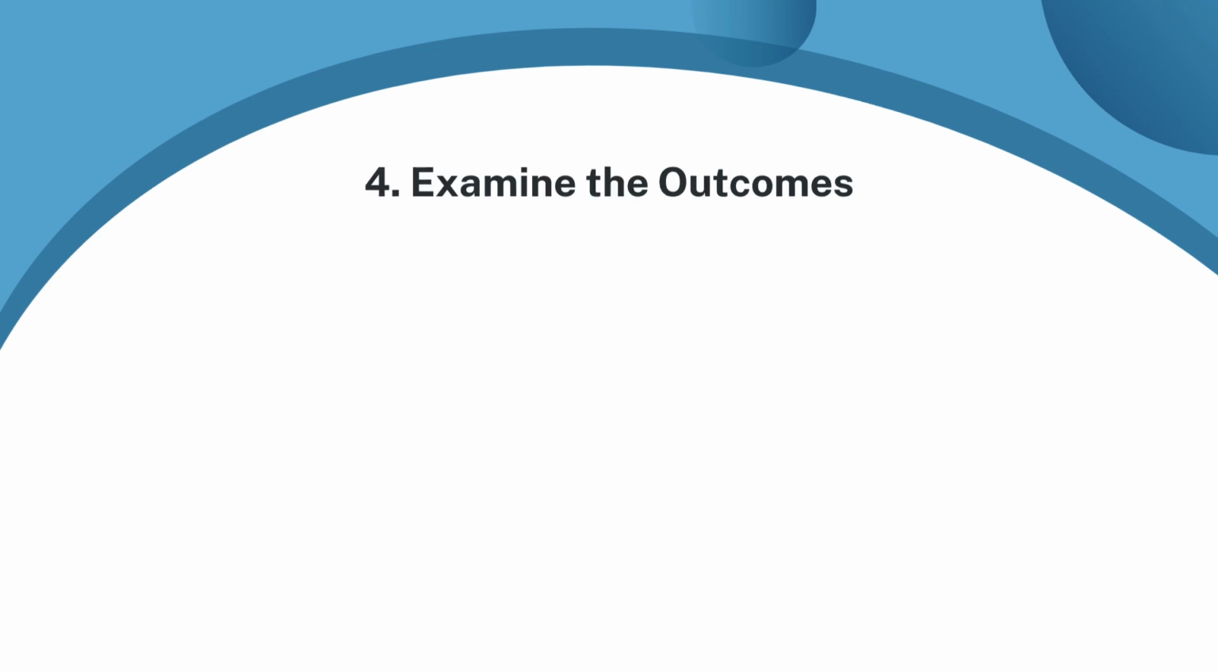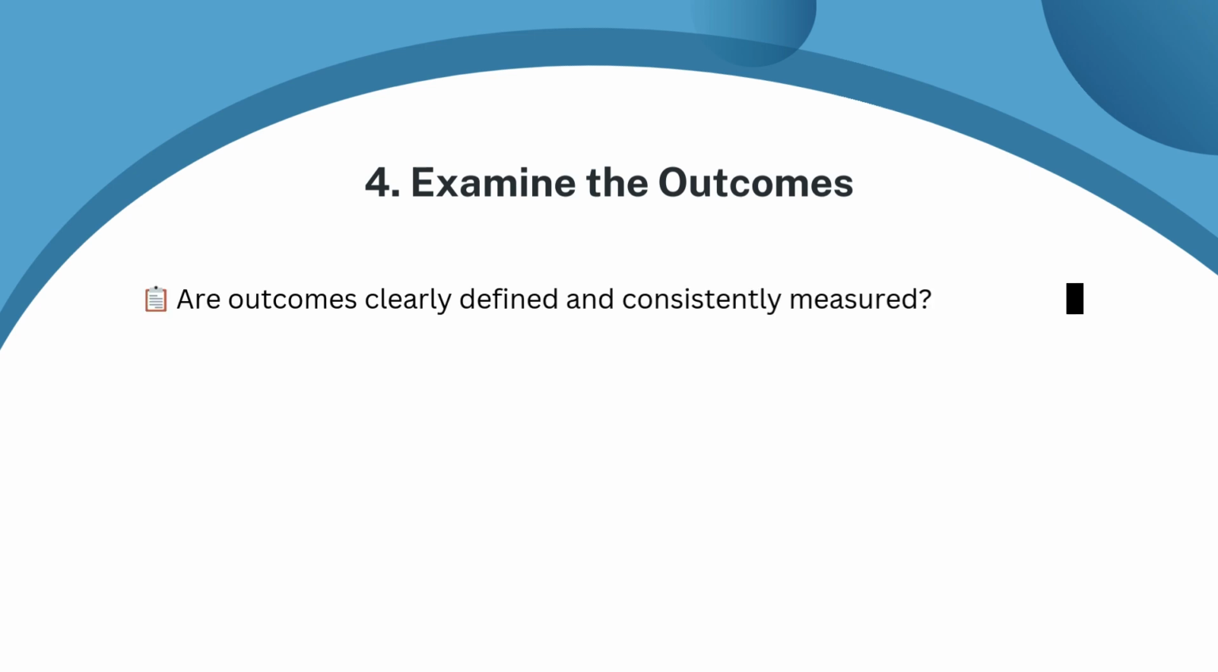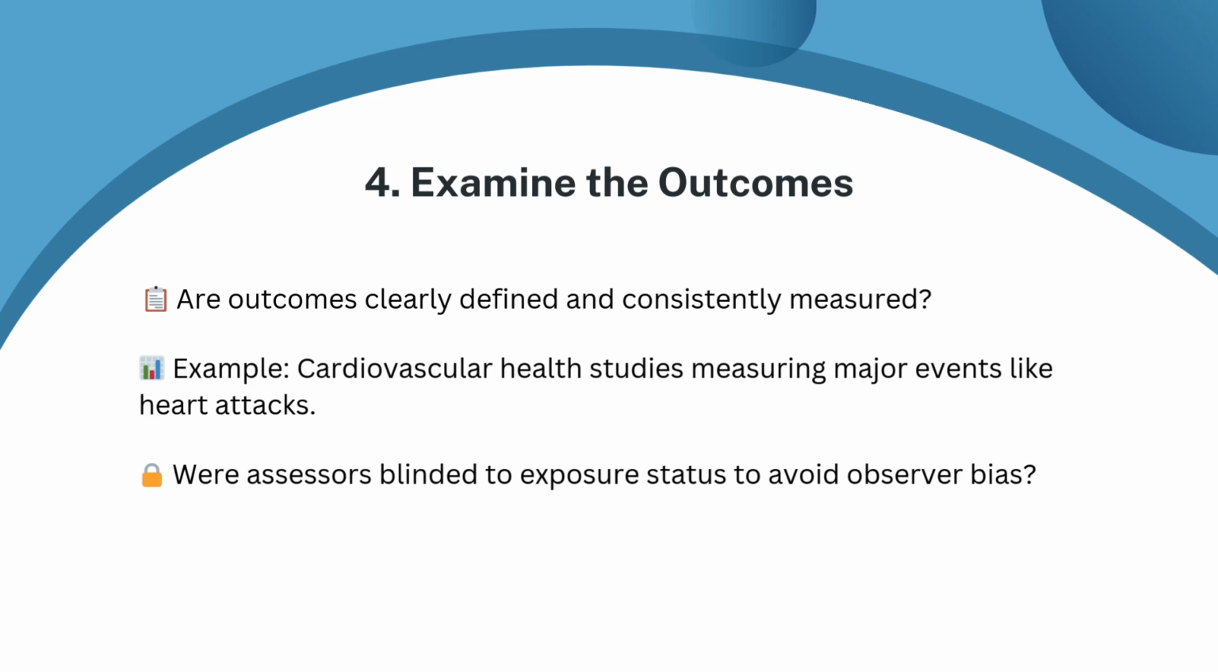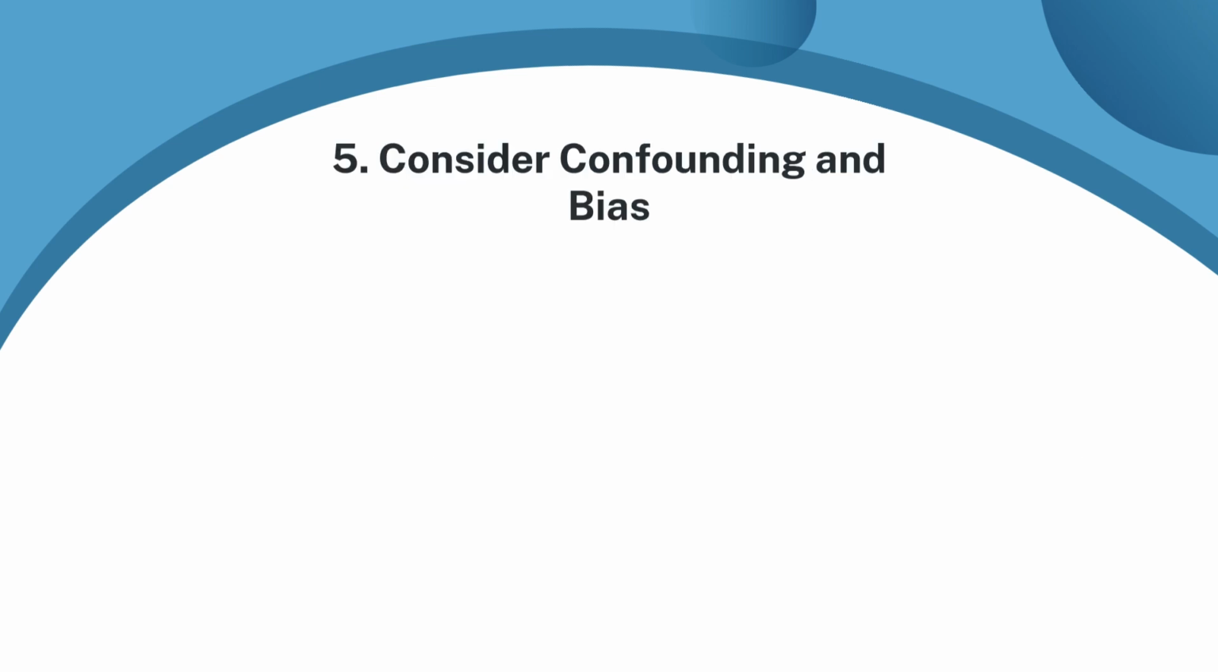4. Examine the outcome definitions. Are the outcomes clearly defined and consistently measured? For example, if studying cardiovascular health, are the outcomes limited to major events like heart attacks or expanded to include minor symptoms? Blinding of outcome assessors. Was there an effort to blind those measuring outcomes to participants' exposure status? This reduces observer bias.